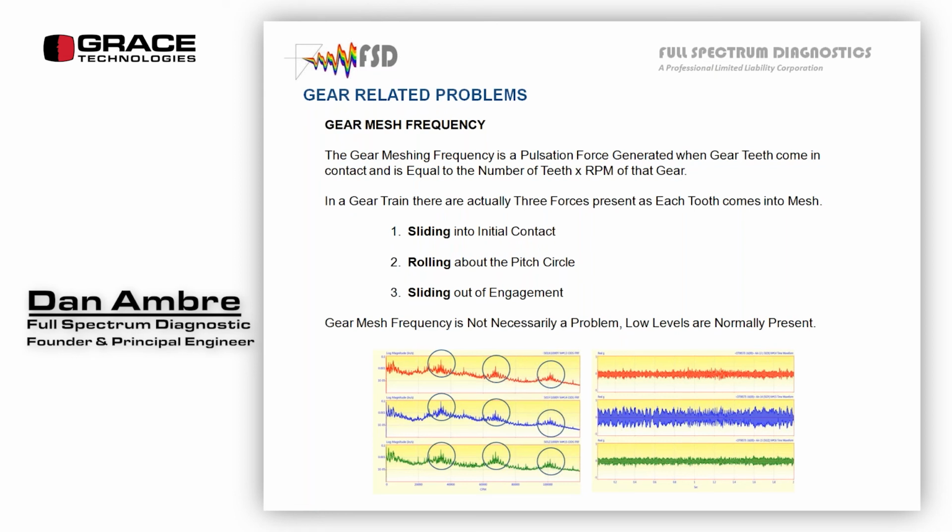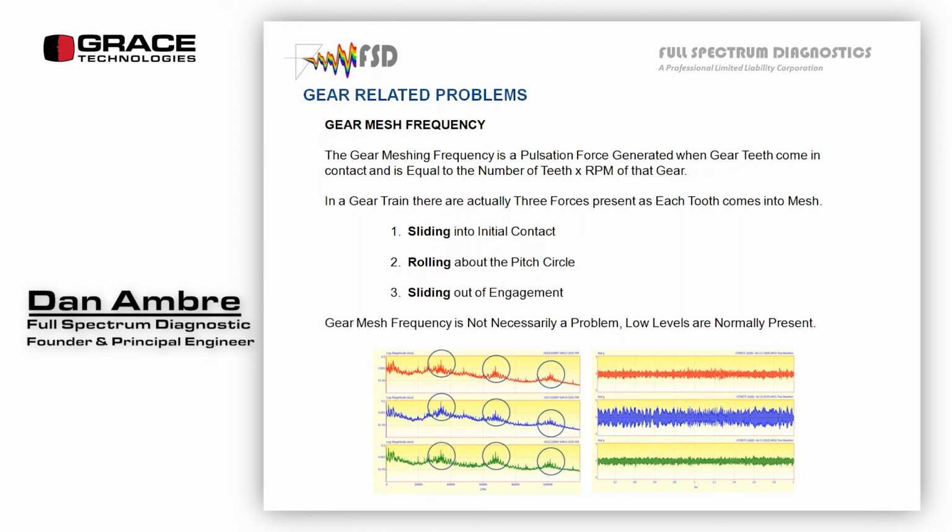In a gear train, there's 3 forces as each tooth comes into mesh. Now each tooth, you might have 31 teeth on the gear, each tooth will come into contact per revolution of that gear. And some people can't get their head around that quite. But as each tooth goes into contact, there's 3 things that occur. There's a sliding into that initial contact.